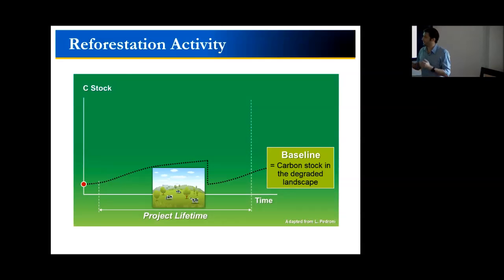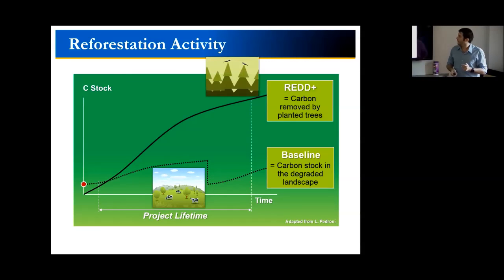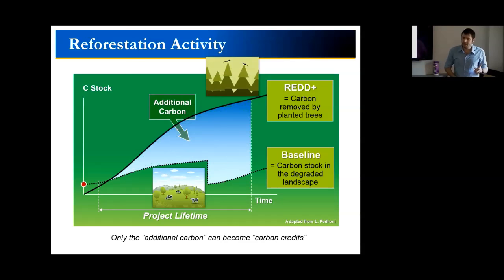All right. So let's see where this REDD money is coming from, where these carbon offsets, these carbon credits come from. Here we have a graph with the carbon stock on the y-axis through time. So we have a baseline. The baseline is a degraded landscape. This is for a reforestation activity. If we're using REDD money to promote reforestation, we have an increase in the amount of carbon over time, and the carbon credits come from this additional carbon. So there's always this comparison between your REDD scenario and your baseline.